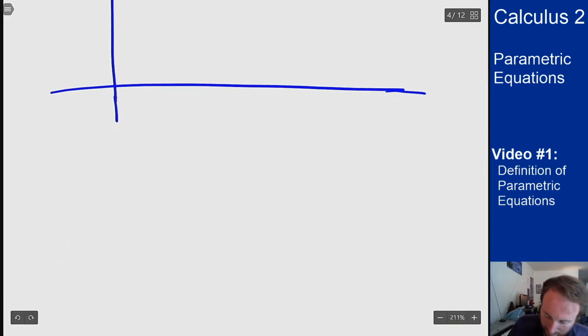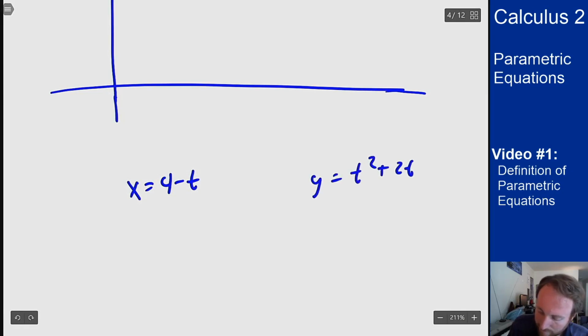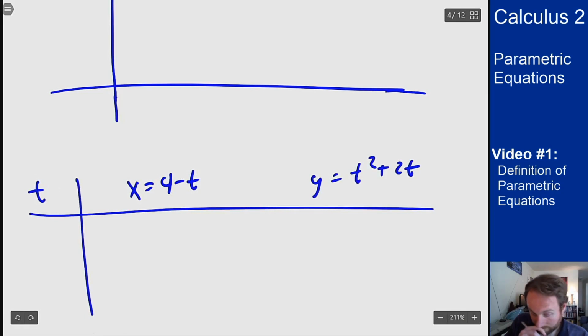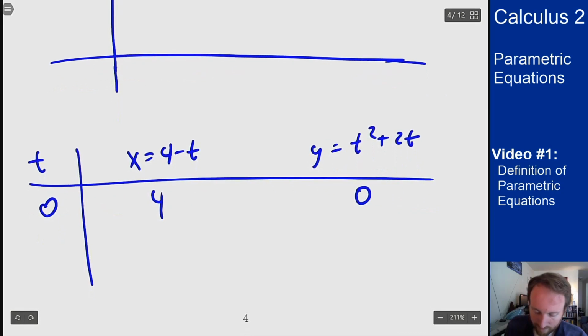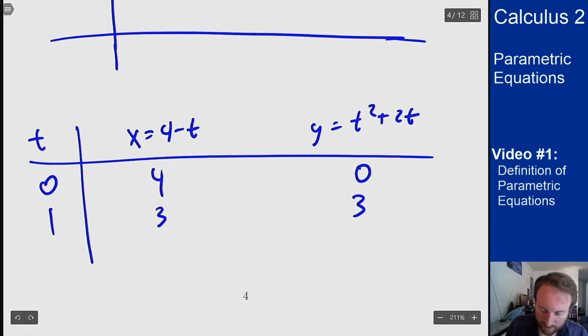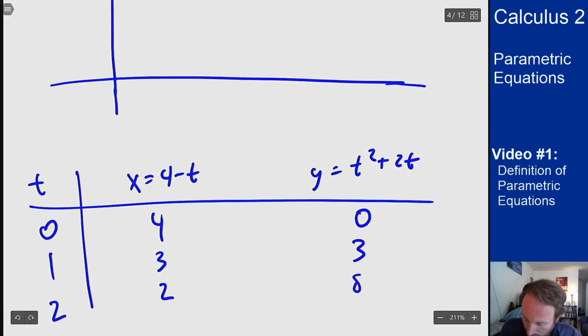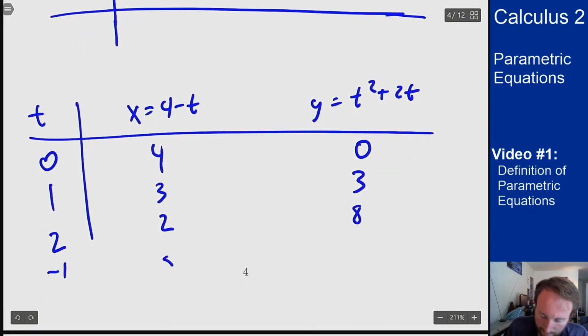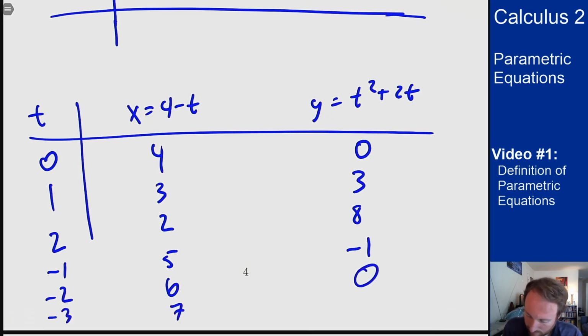So I have x is 4 minus t, and y is t squared plus 2t, and then we have values of t. If I plug in t equals 0, I get that x is 4 and y is 0. If I plug in t equals 1, I get that x is 3 and y is 3. If I plug in t equals 2, I get x is 2 and y is 8. Now let's go the other way with other values of t. If I plug in minus 1, I get 5 for x and minus 1 for y. Minus 2, I get 6 and 0. And minus 3, I get 7 and 3.